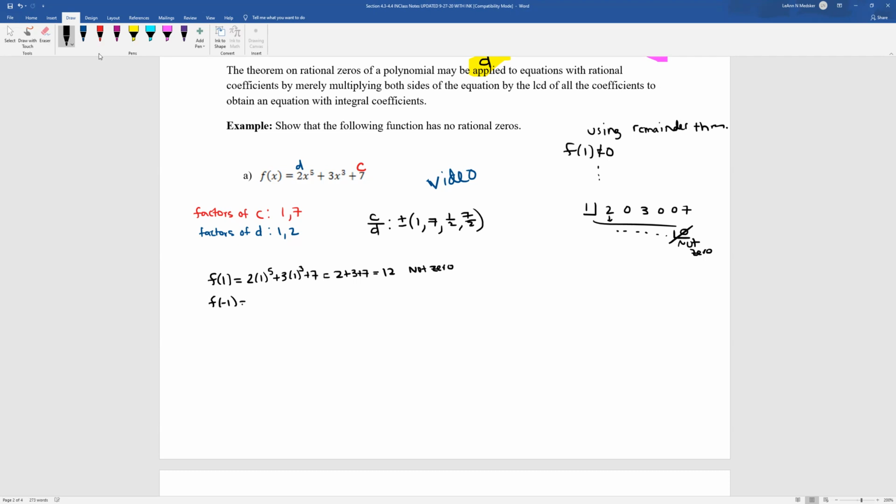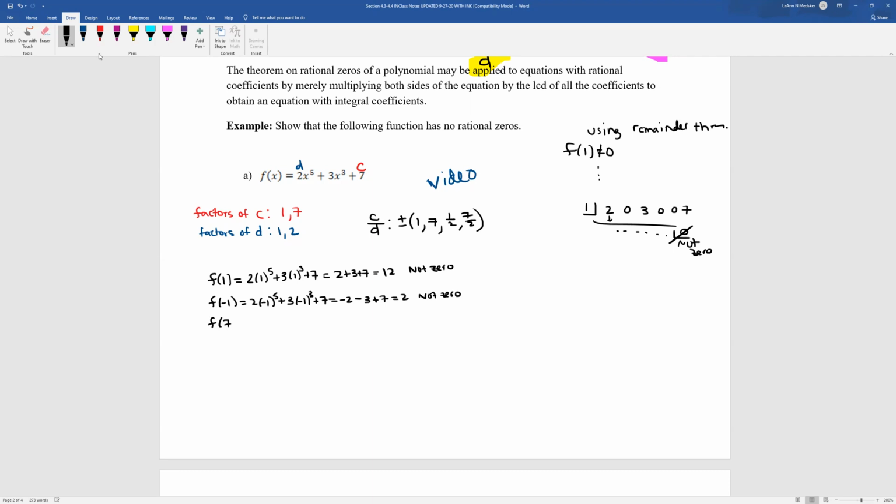If we plug in negative 1, do the same process. This time, though, we have to actually think about it. Negatives that get raised to the odd power are going to stay negative. So this ends up being negative 2. And you can use your calculator for this. This is a negative to the odd power, so it's going to be negative. So that's going to be negative 3 and then plus 7. That's negative 5 plus 7. That is 2. Also not 0. So the remainder is not 0.